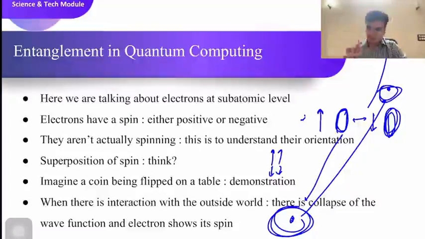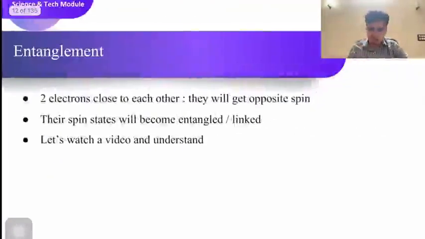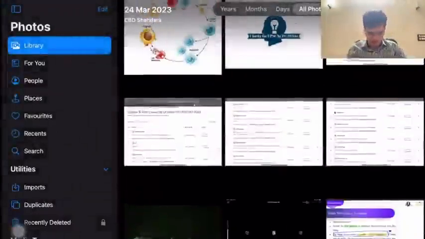Entanglement is connection between the two, right? Let's just move forward and see a video on entanglement, and then you'll probably get a better idea. Just hold on.